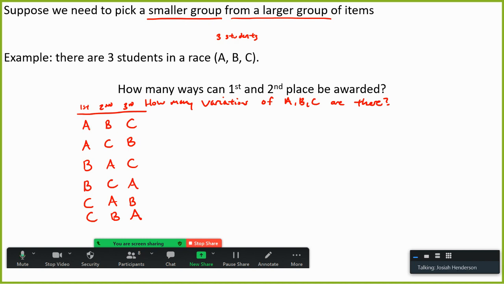So see how I'm rewriting my original list and I'm really just focused on the first two, because we're only going to award 2 awards here, first and second place. So there's 1, 2, 3, 4, 5, 6 different arrangements we've come up with. 6 ways to award first and second.